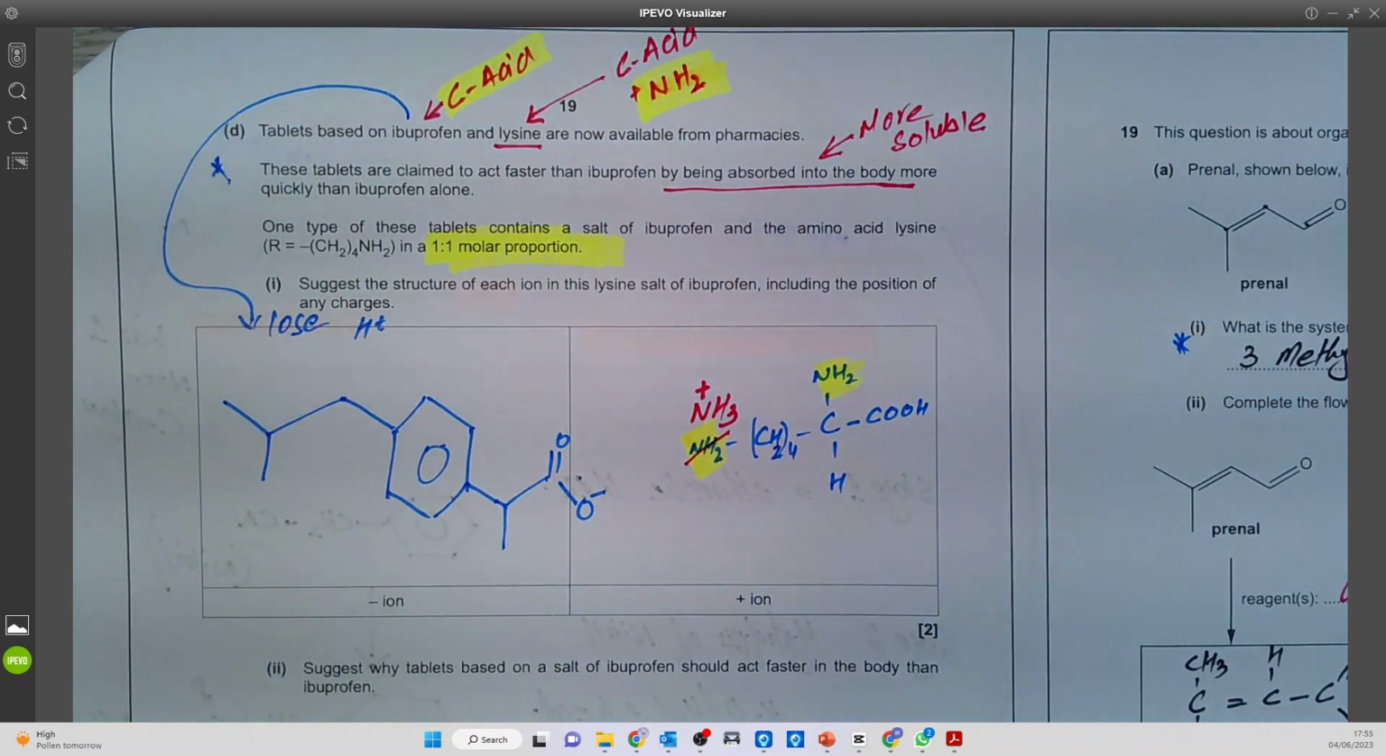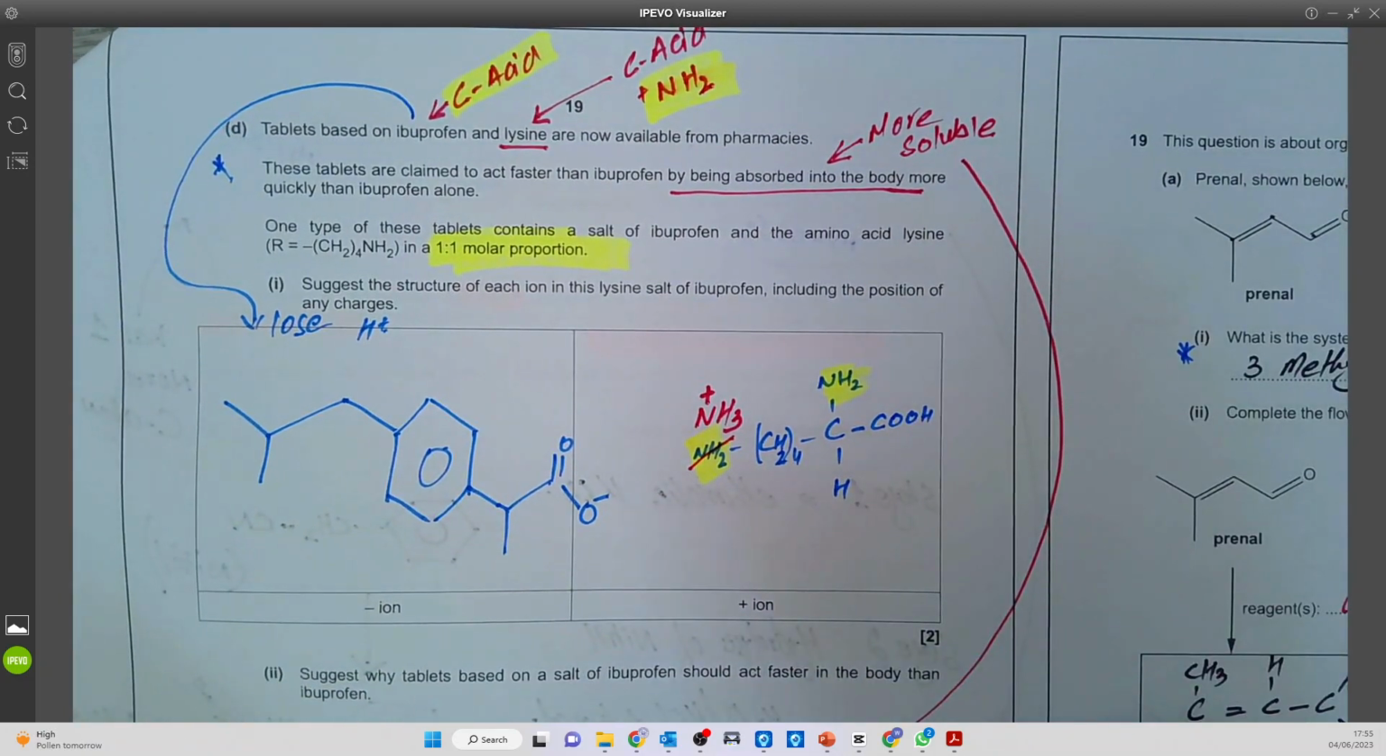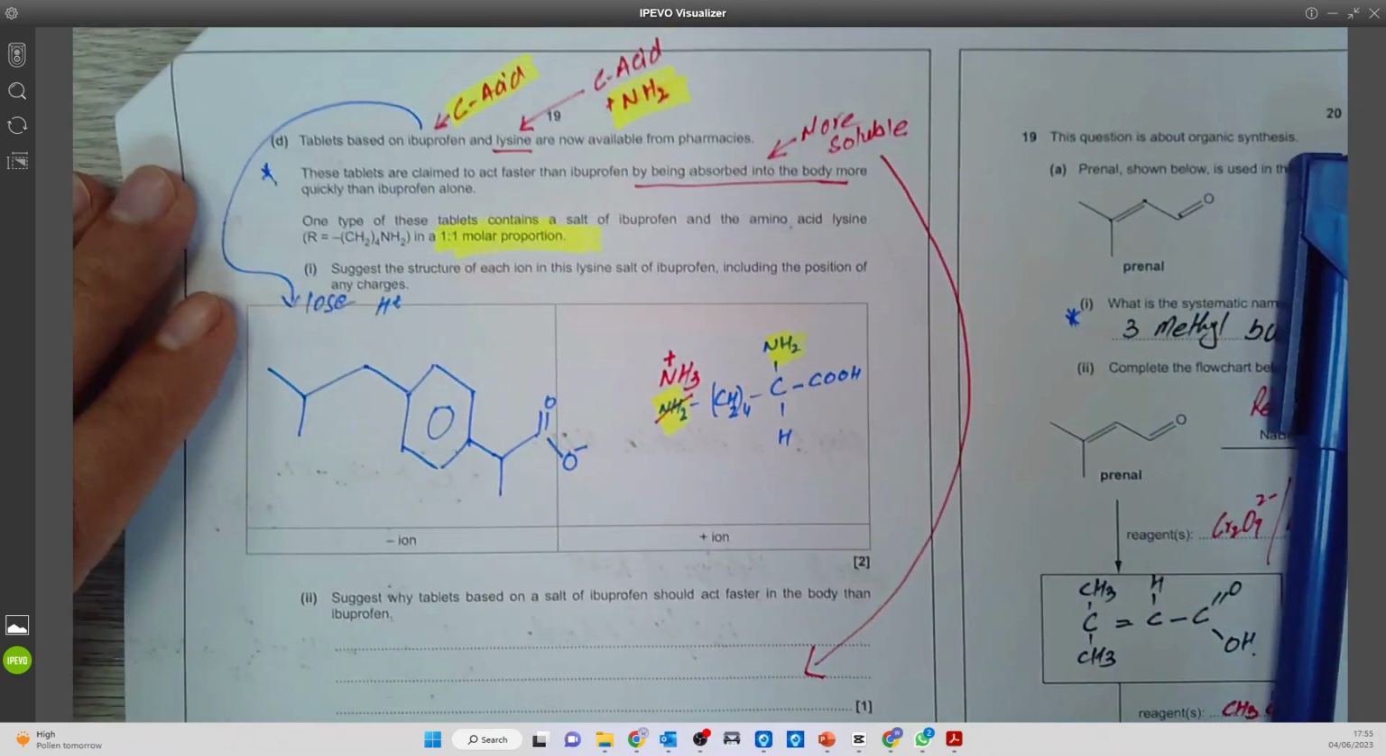Done. Next question says suggest why tablets based on a salt of ibuprofen should act faster in the body than ibuprofen. I just gave you the answer because they are more soluble. So the answer was already given. They're more soluble.